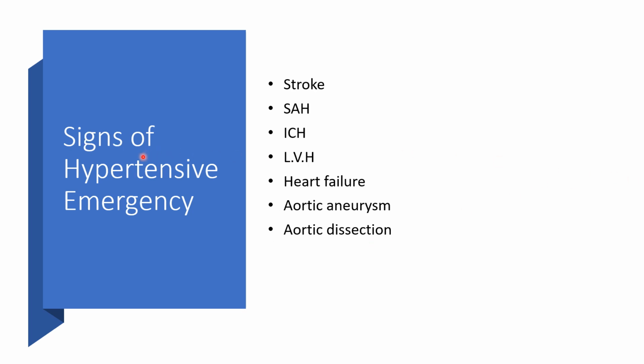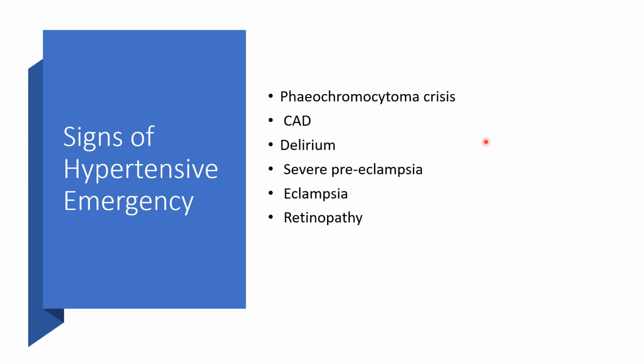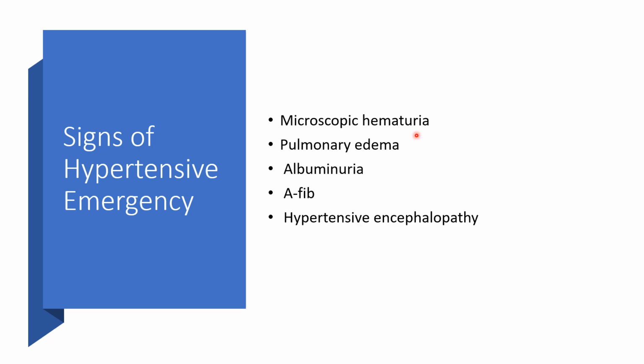Then the signs of hypertensive emergencies, you'll be able to pick stroke, subarachnoid hemorrhage, increased intracranial pressure, left ventricular hypertrophy, heart failure, aortic aneurysm, aortic dissection, pheochromocytoma crisis with palpitation, sudden headache, sweating profusely, high blood pressure, and so on, coronary artery disease, delirium, severe preeclampsia in pregnant women, even eclampsia with convulsion, and retinopathy with papilledema when you have the ophthalmoscopy done. Then you can also pick microscopic hematuria, pulmonary edema, albuminuria, atrial fibrillation, aortic pain itself, and of course hypertensive encephalopathy.